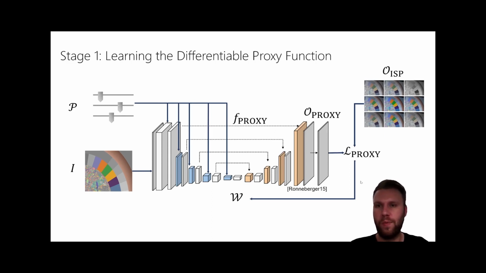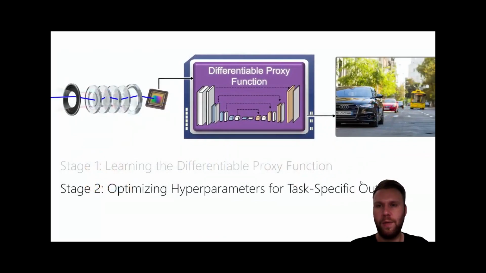This image-to-image network, once it's learned, can be fixed, and then we can optimize hyperparameters for a given task. All right, so how does that work? Let us have a look at the second stage.